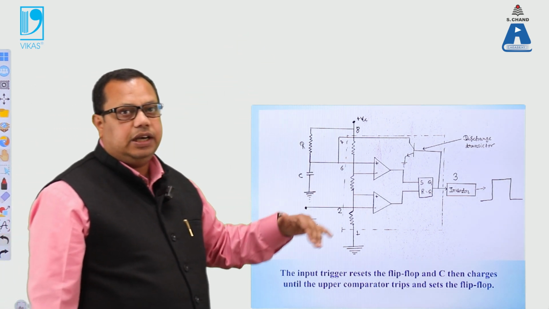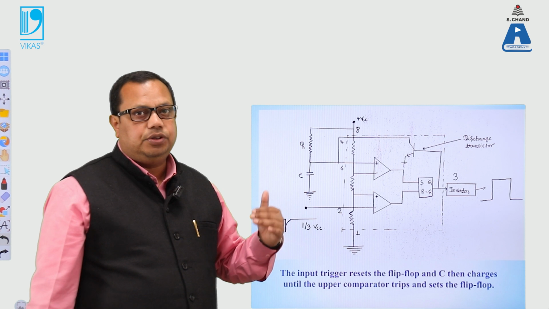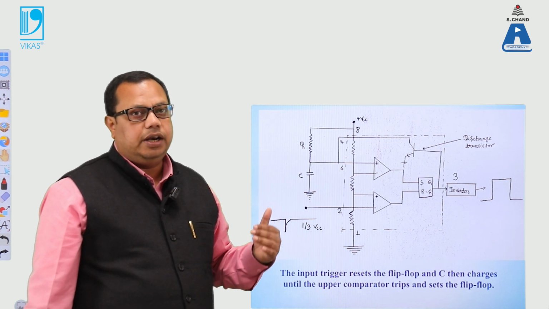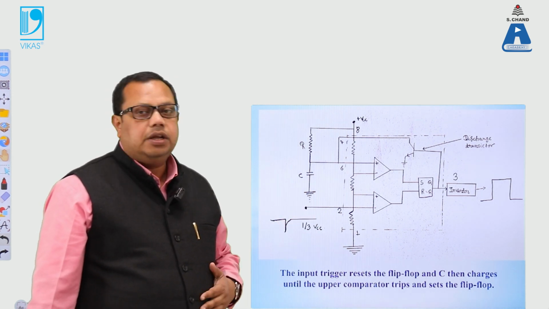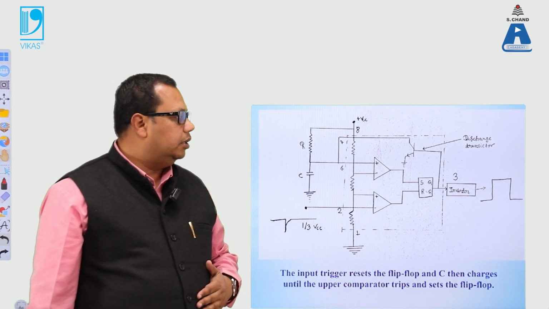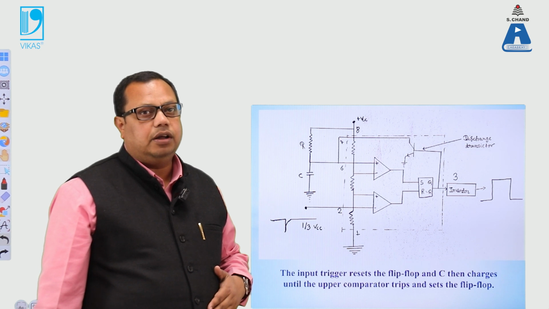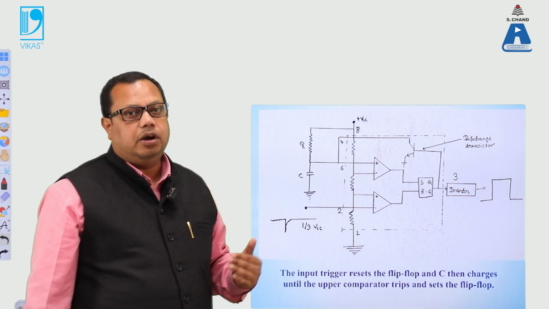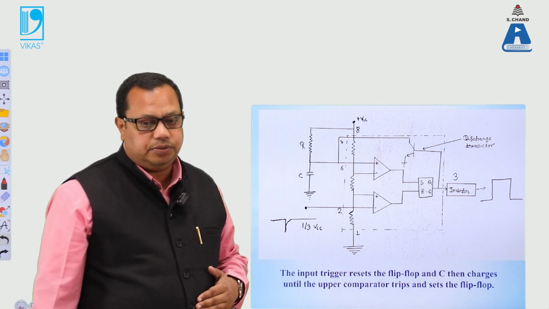So what we have done till now is how the 555 is used in monostable, bistable and astable mode with a particular circuit. So let's take a small break, and after the break we will learn the circuit configuration and the applications of these multivibrators. Thank you.